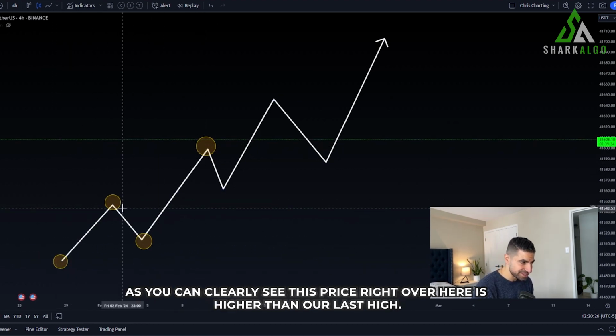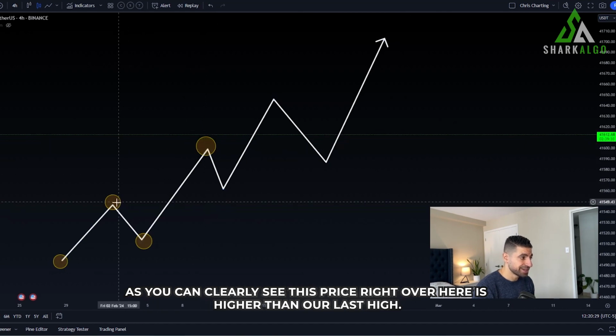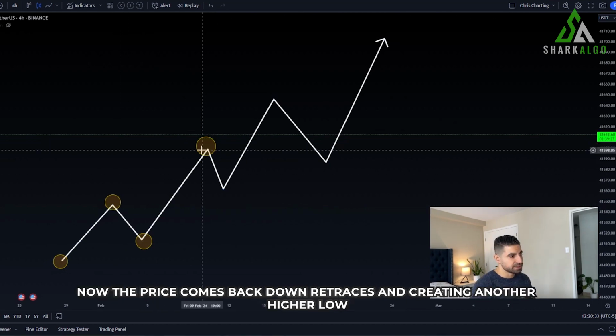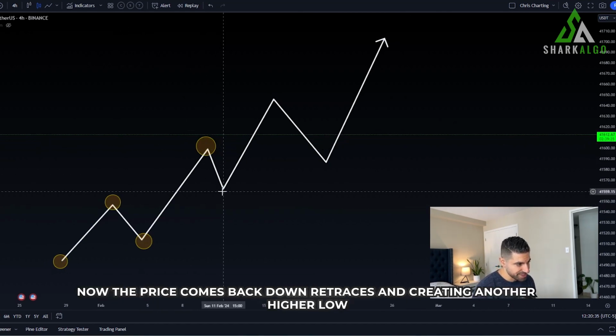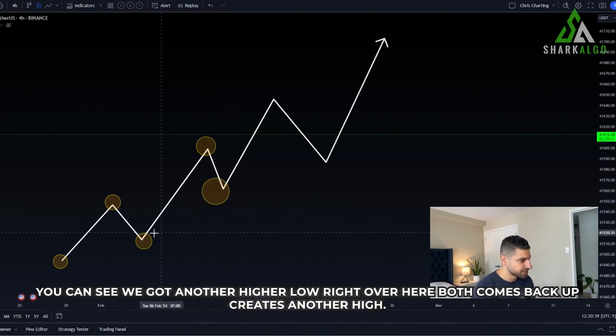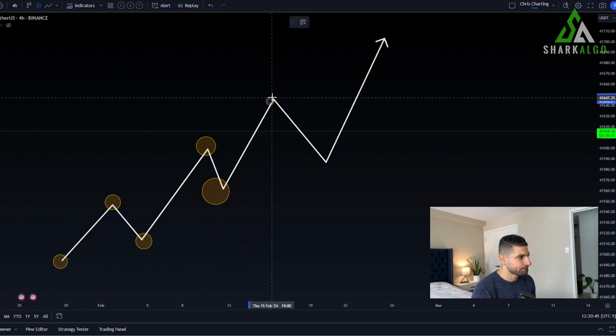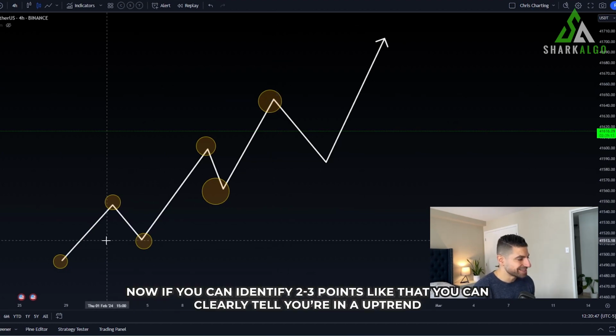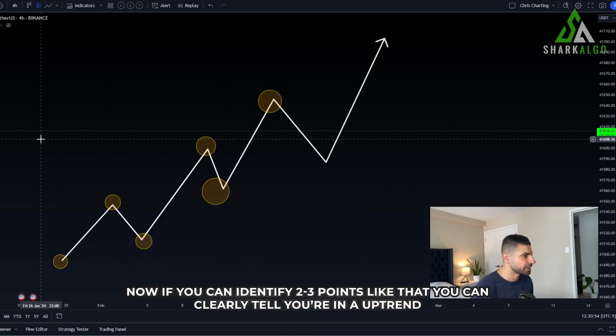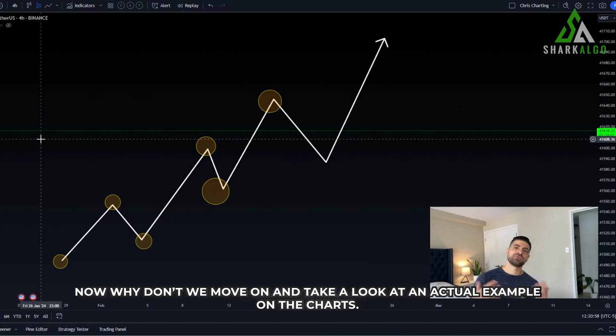As you can clearly see, this price right over here is higher than our last high. Now the price comes back down, retraces, creating another higher low, right? So you can see we've got another higher low right over here. Boom, moves back up and creates another high. All right. Now, if you can identify 2 to 3 points like that, you can clearly tell that you are in an uptrend. Now, why don't we move on and take a look at an actual example on the charts?